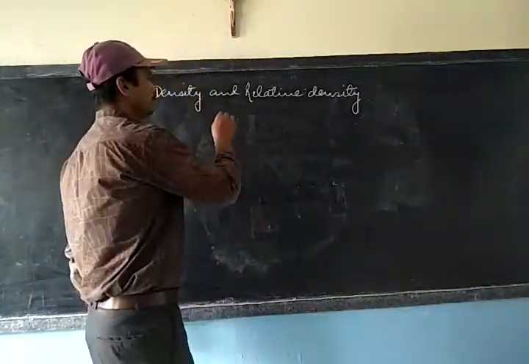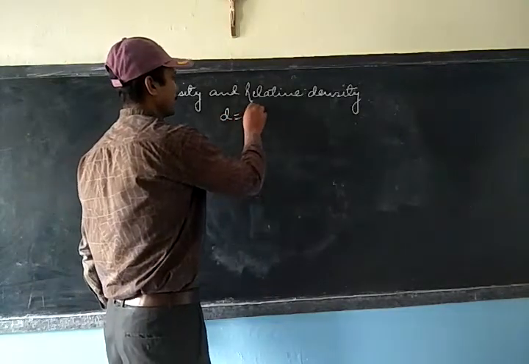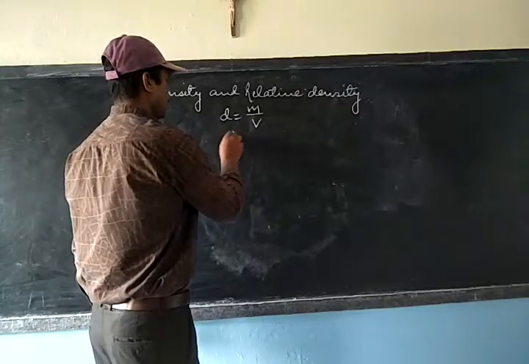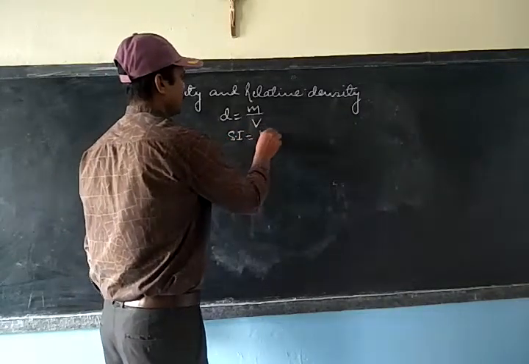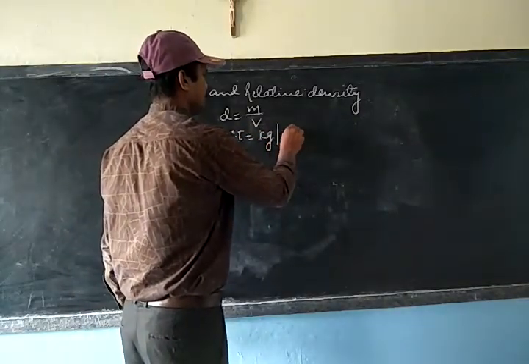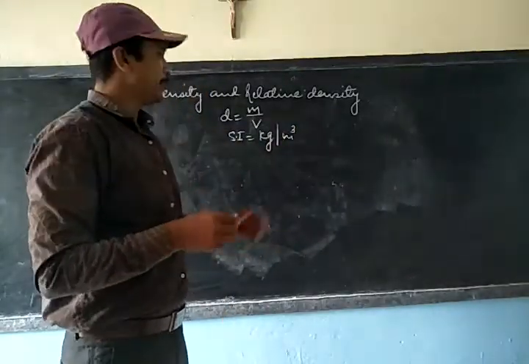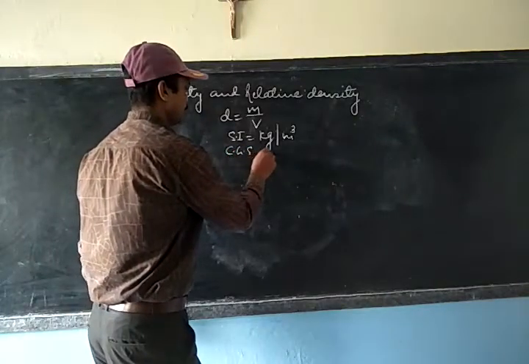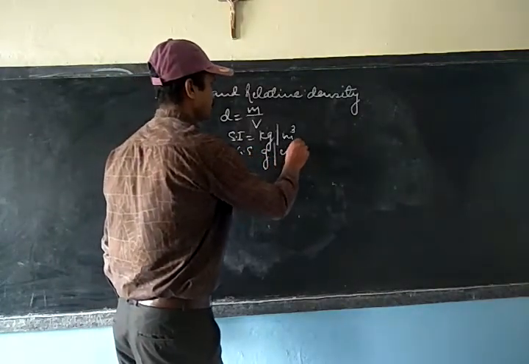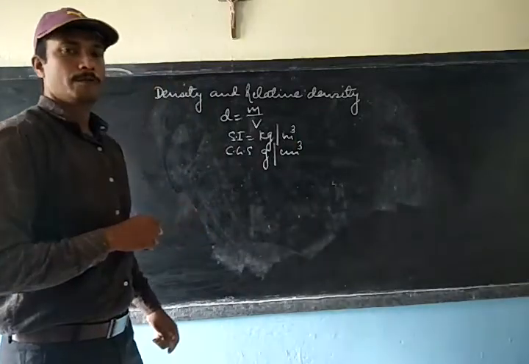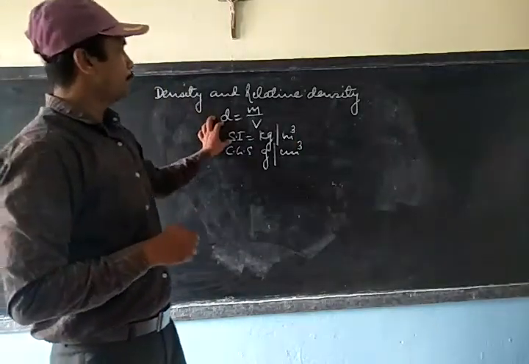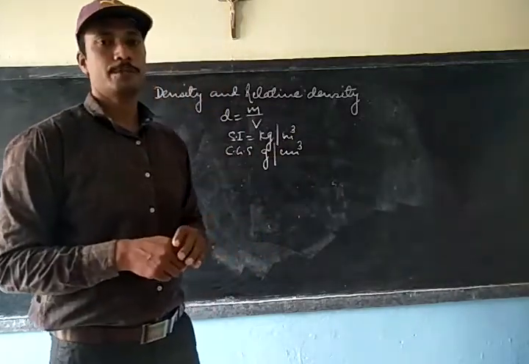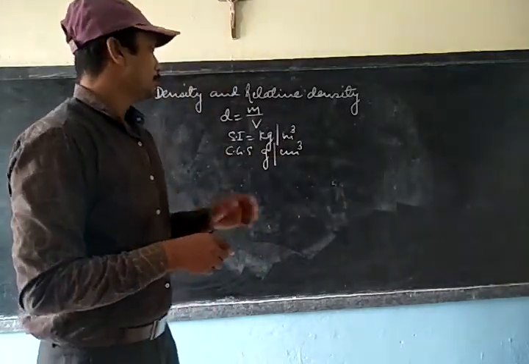Density, as you know, is defined as mass per unit volume, and its SI unit is kg per meter cube. In CGS units, you can write it as gram per centimeter cube.